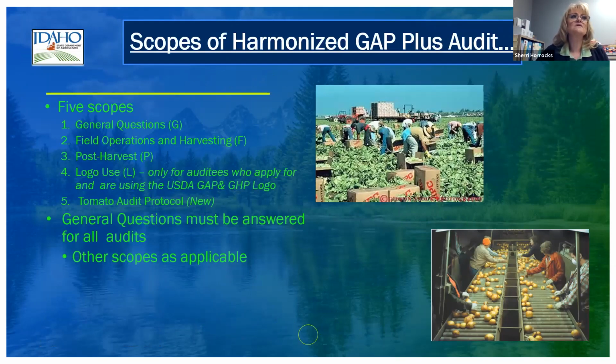So the harmonized GAP Plus audit has 5 scopes. We have the general questions, the field operations and harvesting, and post-harvest. We have a logo use for marketing, and then we also have the new scope 5, which is the tomato audit protocol that was just incorporated this year. General questions must be answered for all audits. So if I come out and do your farming for your field, I would do your general questions on the checklist, plus section F, which is the farm and field. If I was coming out to do your packing house, I would do the general questions and then P for the packing house and all other scopes that are applicable. Next slide, please.